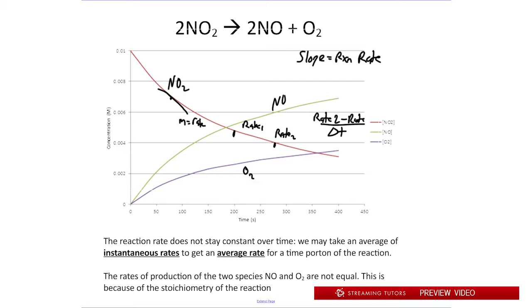The other takeaway we can see here is that the reaction rates for all of these species aren't equal. We can see especially that occurring in between O2 and NO. So if we look here, for example, let's take this point. I'll do this in red actually. We see that the slope for the NO is greater than the slope for the O2, which means that NO is being produced more quickly than O2.